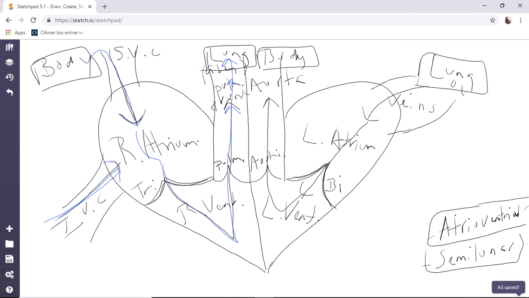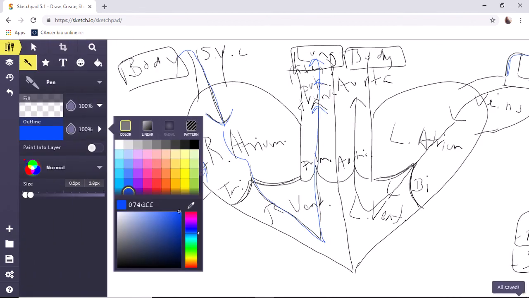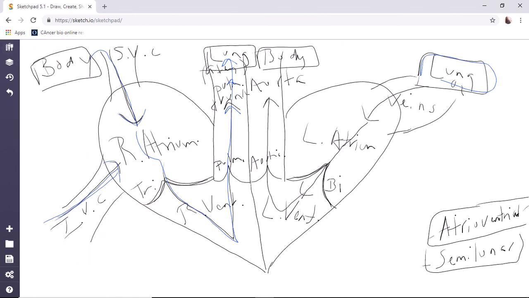In the lungs, so now pretend we're over here, in the lungs, you're going to pick up oxygen, okay? So we'll show that in red. So you've picked up oxygen now, so you need to bring it back to the heart. So you'll go through the pulmonary veins into the left atrium, through the bicuspid into the left ventricle. You'll pump out through the aortic valve, through the aorta, and you'll deliver this really nice oxygenated blood to the rest of the body.